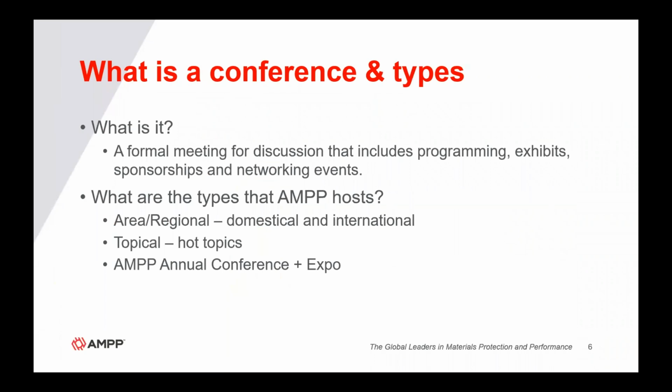The types of events that AMP hosts include area and regional conferences. For example, some domestic ones that we have are the AMP Central Conference and the AMP Eastern Conference. Both of those events are coming up in the next month. Internationally, we have Latin Core. We've worked on Cortrin, as well as the East Asia Pacific Conference. And then we also do topical events, which are typically a hot topic around a very specific issue. For example, we've done Bring on the Heat. We've also done the Pipeline Integrity Management Seminar in Latin America a few times. And then there is the AMP Annual Conference and Expo. Myself and my department are responsible for putting on that event every year.